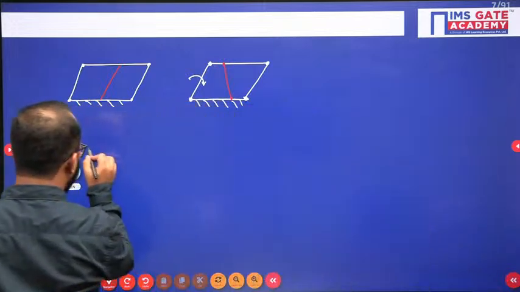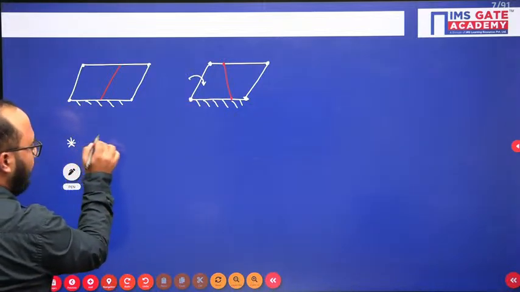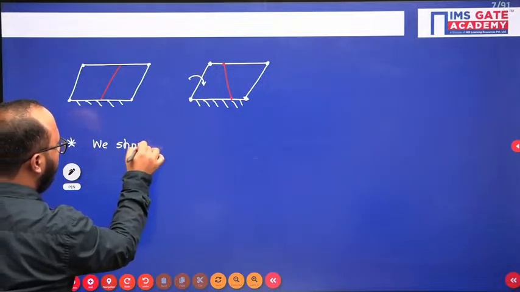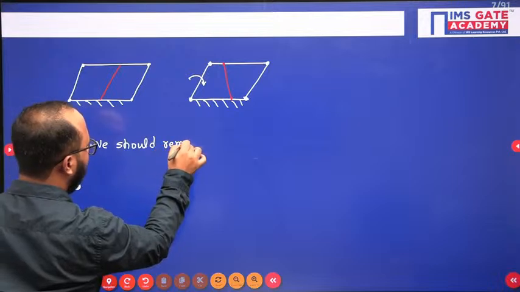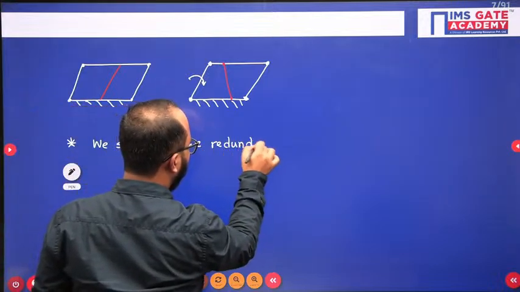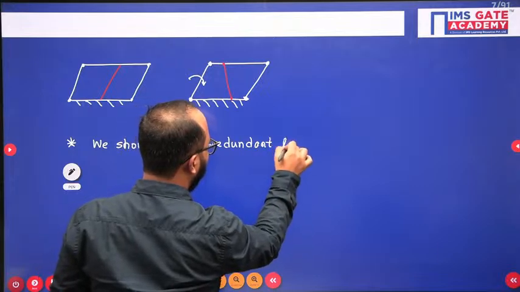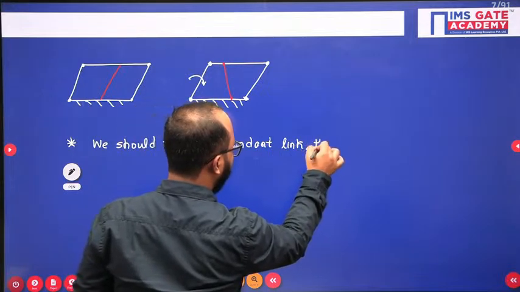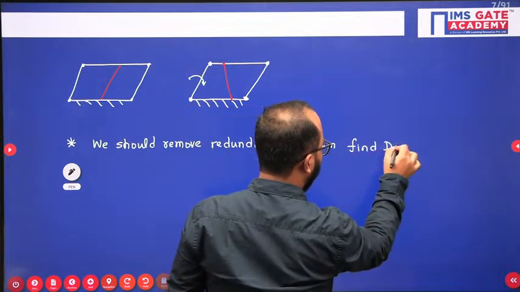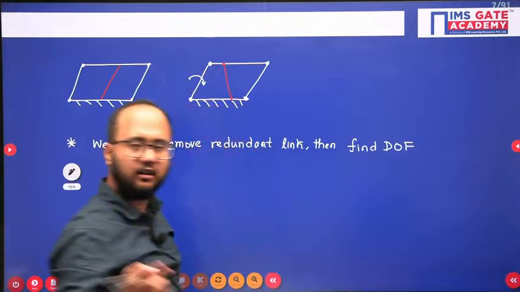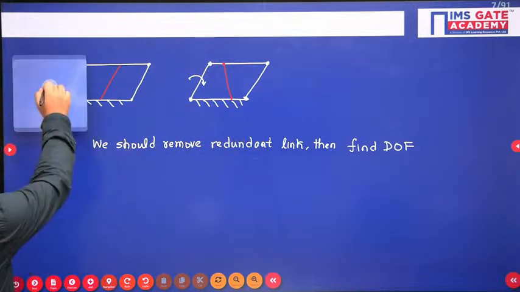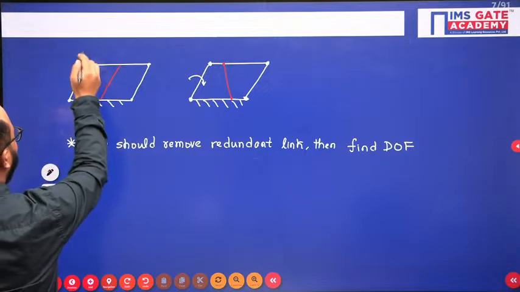So the point we should remember here, whenever we are calculating degree of freedom, we should remove the redundant link and then we have to find degree of freedom. Then find degree of freedom after removing that link. Now this is with regards to redundant link. Let me write it here, redundant link.